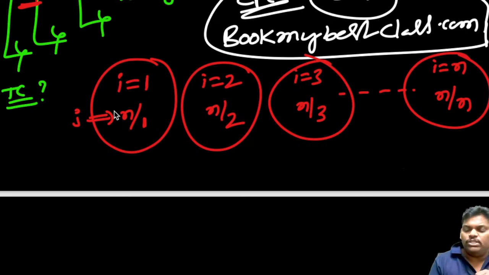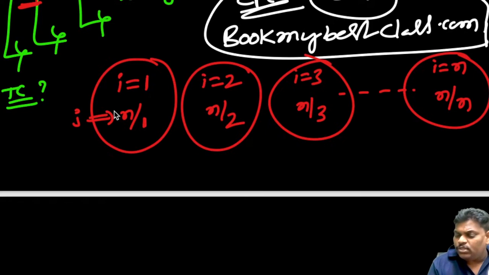J loop is how many times? I value how much? If I value is 1, J loop is n by 1, because always you are adding 1. If I value is 2, always you are adding 2, so J loop becomes n by 2. I value 3, J loop is n by 3. I value n, J loop is n by n. So remember, inner loops, but there is a dependency.